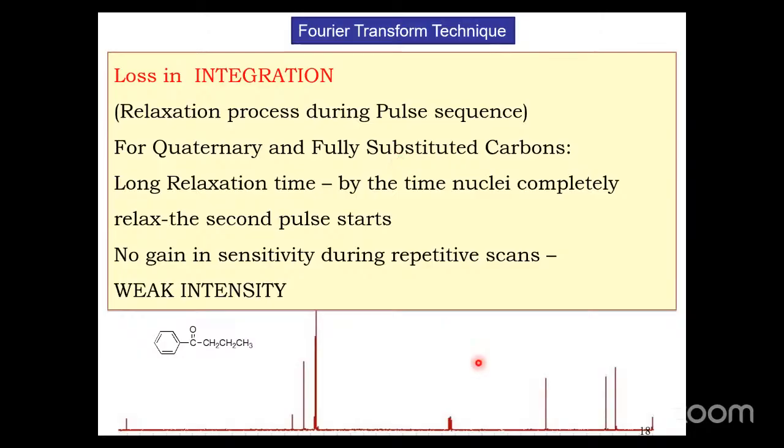While due to the NOE effect, the carbons which have hydrogens have higher intensity, and the peaks are intense when the carbon is bearing hydrogens.